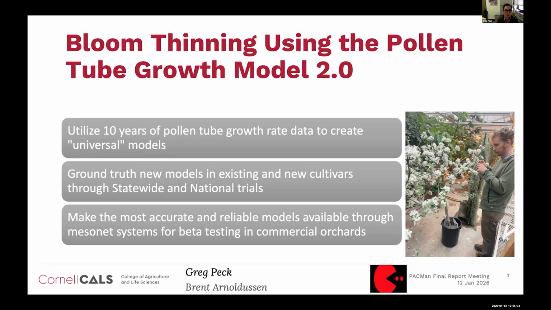I'm going to be talking about the work we did as part of this SCRI project on bloom thinning using the pollen tube growth model, what we're calling pollen tube growth model 2.0, and I'll explain in a moment what we are referring to between 1.0 and 2.0. A lot of the modeling work and field validation work was undertaken by a postdoc in my lab, Brent Arnoldson, who's now down at the University of Kentucky.